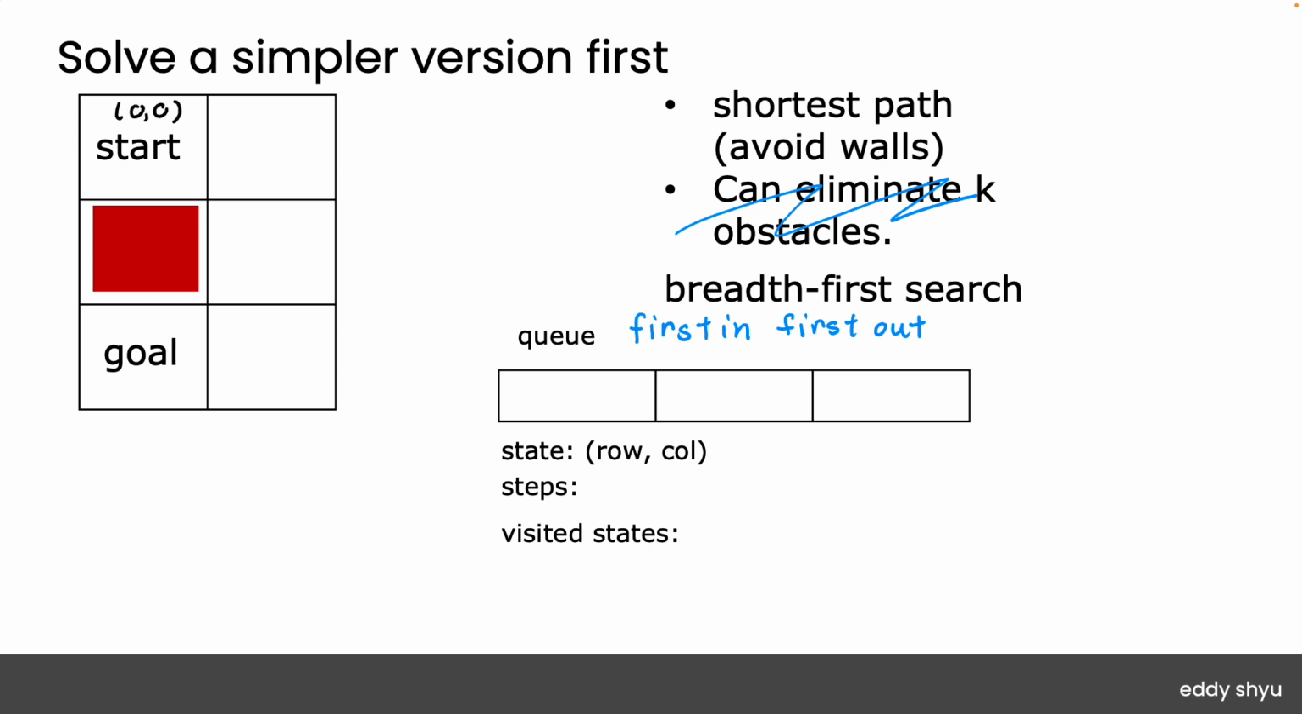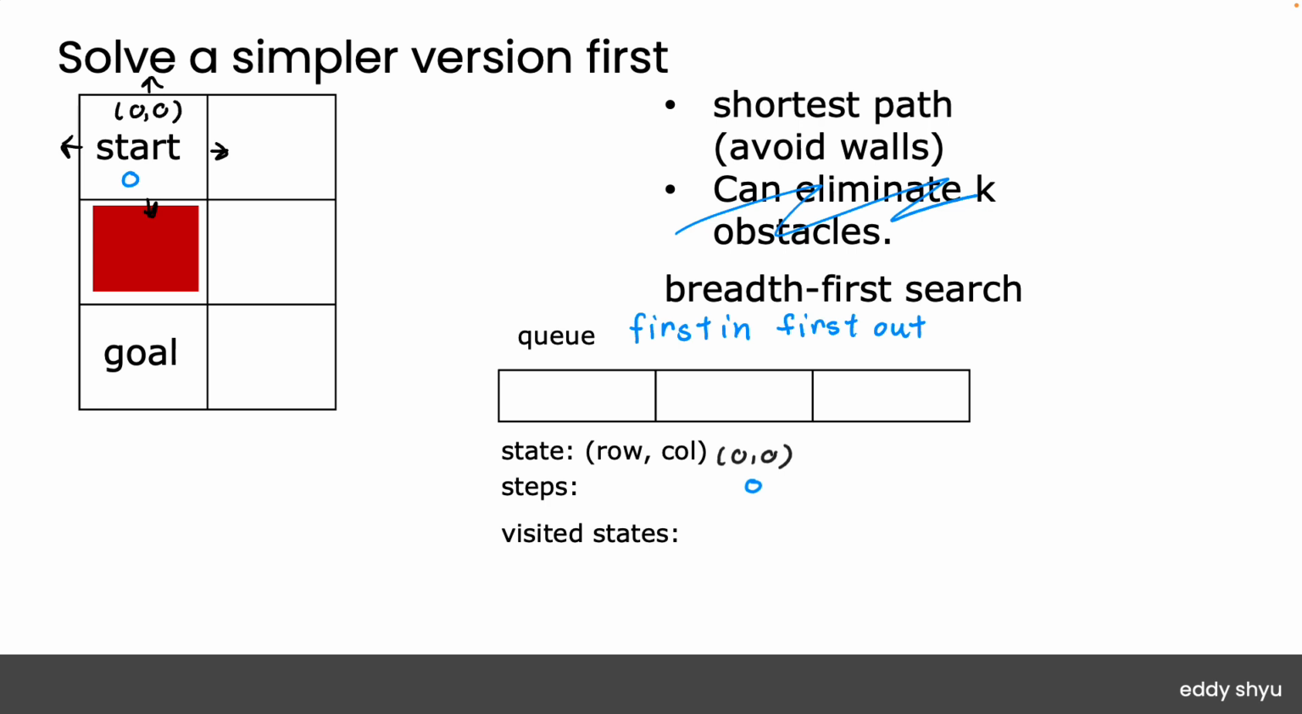Okay, so we start at row 0, column 0. We put that onto the queue, and we also store the number of steps, which is 0. So that's how we initialize our queue. And then what we'll do is we're going to pop that first item off the queue, and we're going to look at that as the current state and the current number of steps. And so at that current state, what are we going to do? We're going to check its neighbors, so up, down, and left, right, and any neighbor that's valid, we're going to add it to the queue.